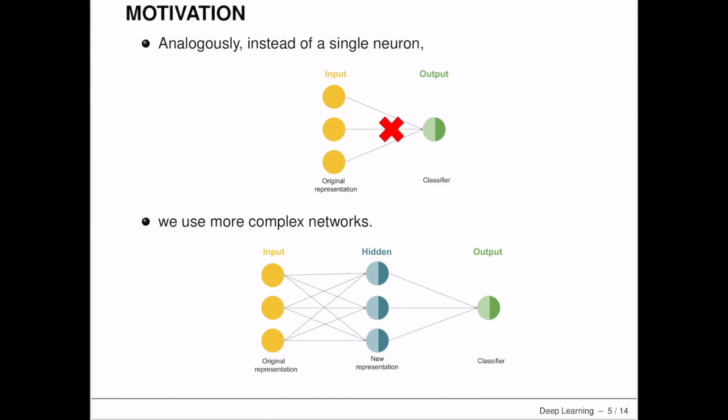Analogously, instead of using a single neuron, we could use a more complex network. That is, instead of having this single neuron here, we would have a network where the input neurons are transformed to some new representation which is given by the output of some so-called hidden neurons, and those are then forming the input to an output neuron.